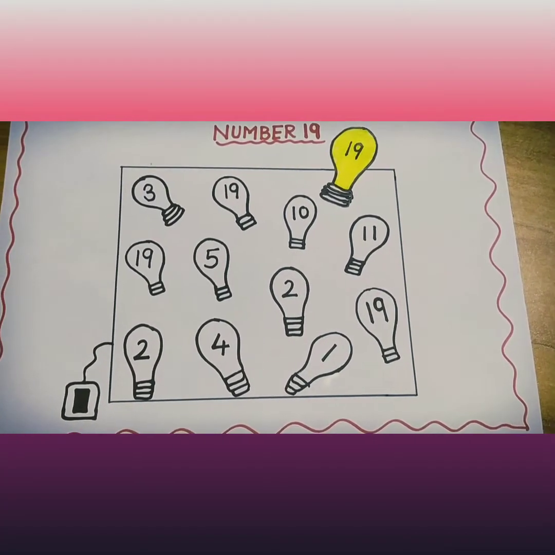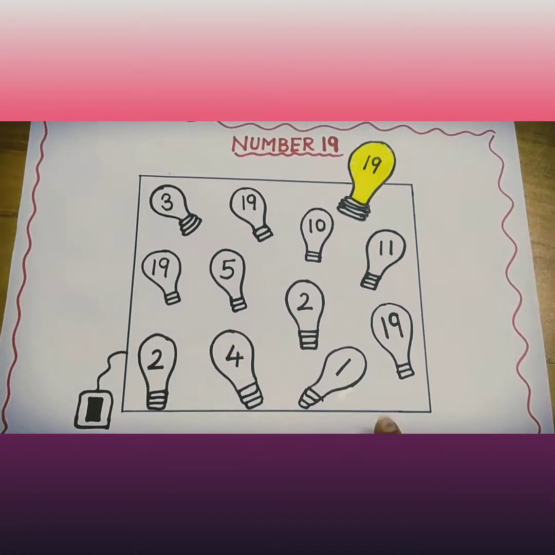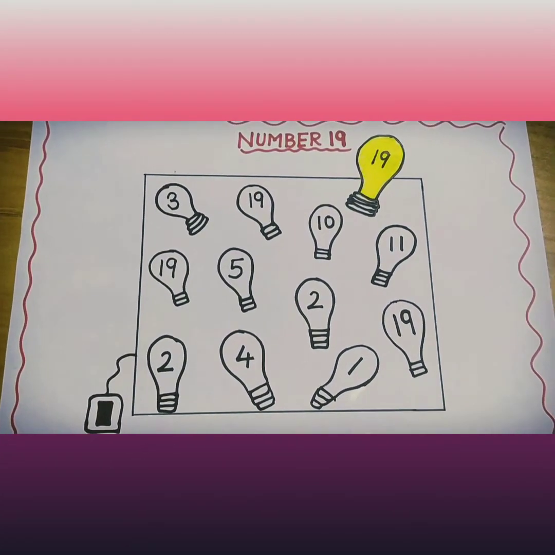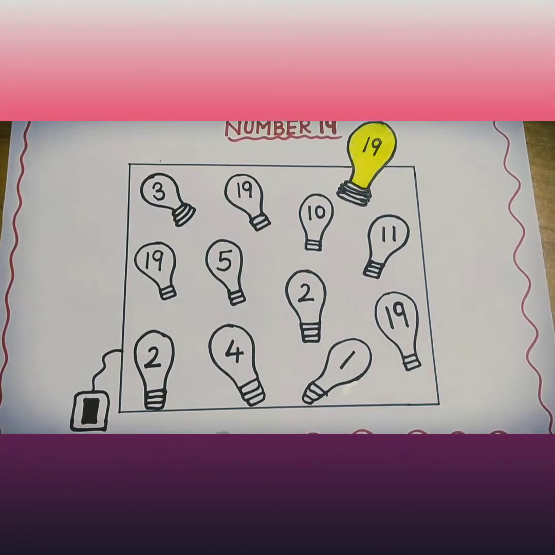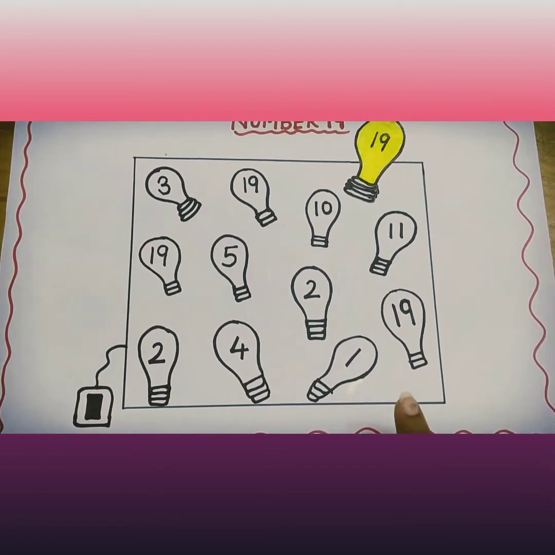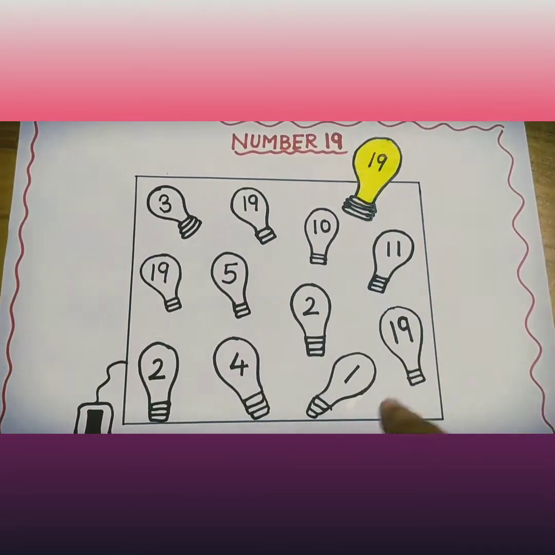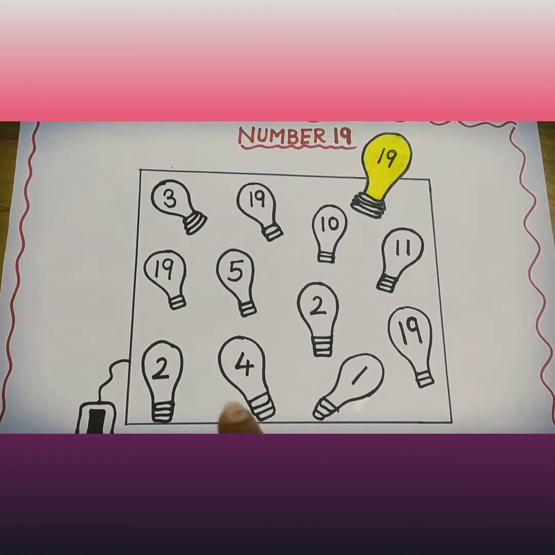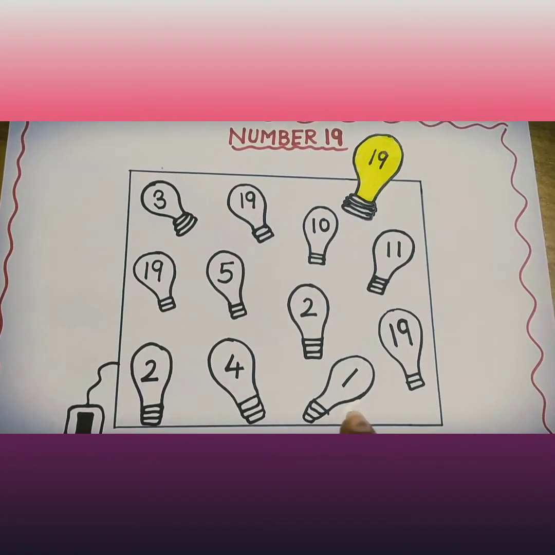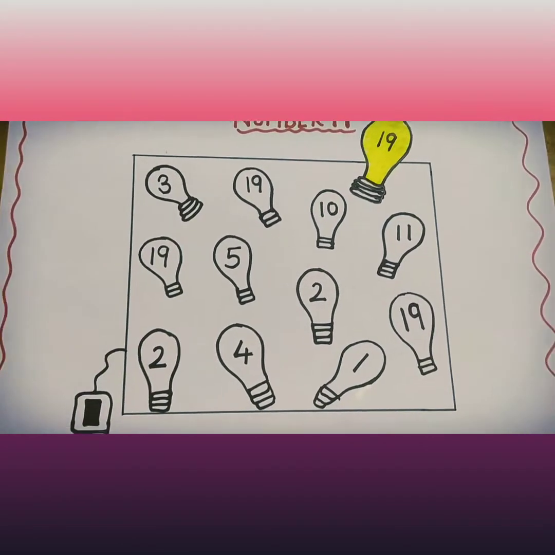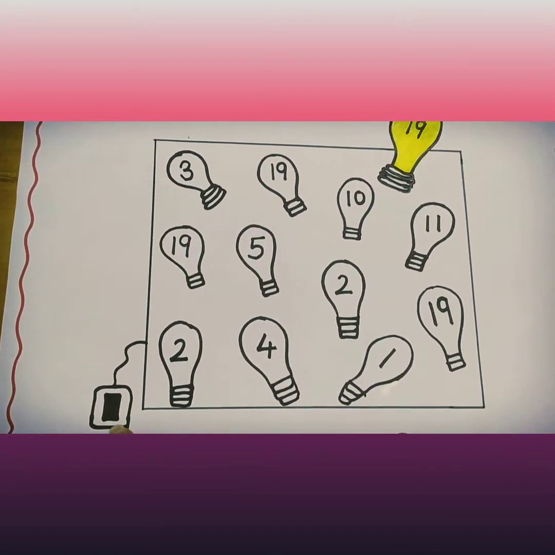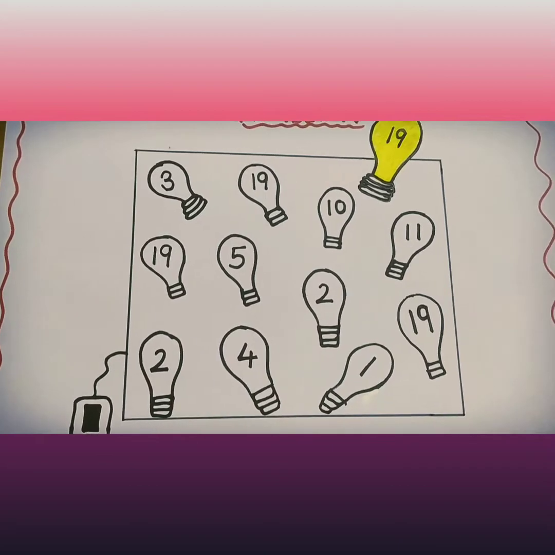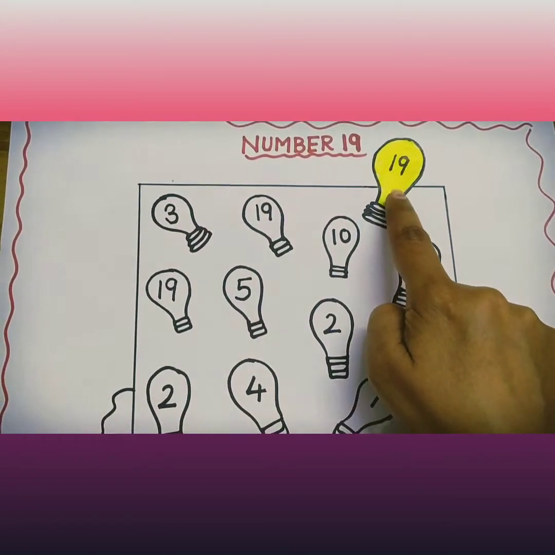Now kids, it's activity time. So kids, this is our today's activity. This is our number 19 activity. Can you see we have one activity board, and on this activity board we have some bulbs here. In this board we have different bulbs which have different numbers. Okay, so we have one switch here. What you have to do is light the bulb which has number 19, like this.